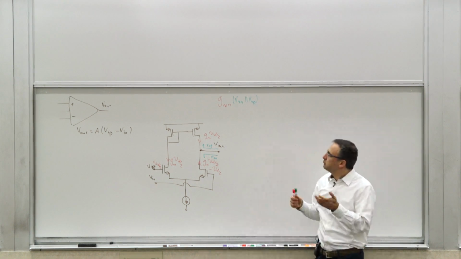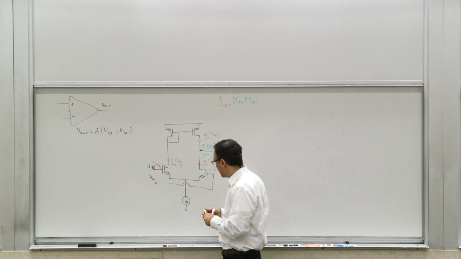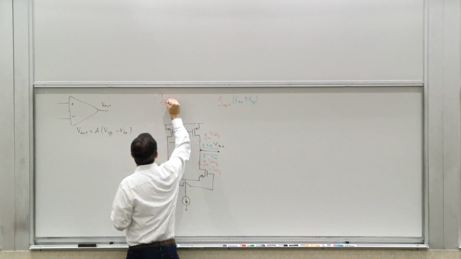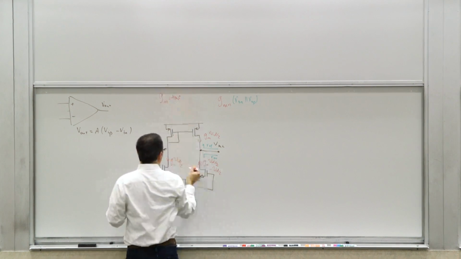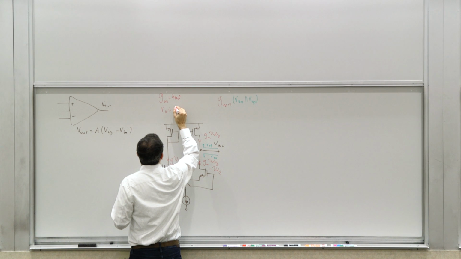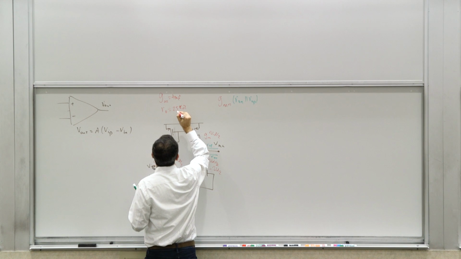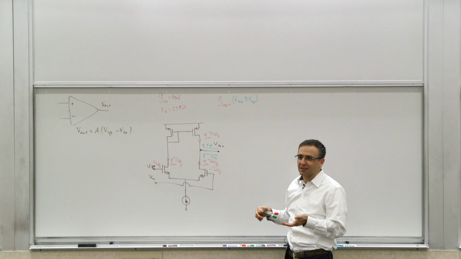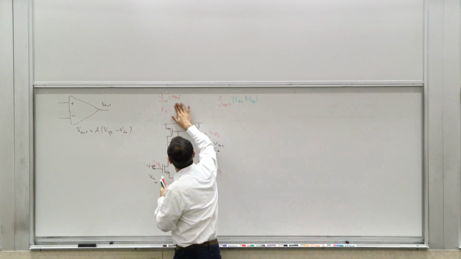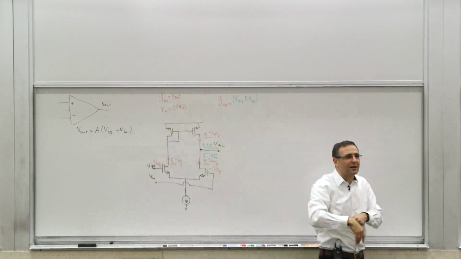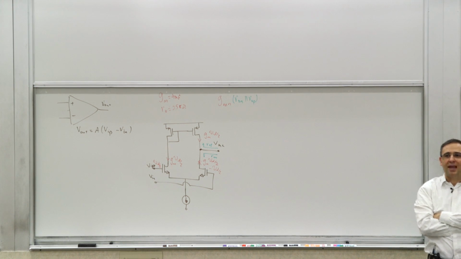Okay. Let's say we pick some numbers, and we can do some calculations. Let's say we pick numbers so that GM is 4 millisiemens, and we'll come back to the actual W over L's, and ROs are, let's say, 25 kilo ohms. Let's say for the sake of argument, then you get a gain that's basically in the range of 100, something like that. That's actually pretty high. So you get something in the order of 100, a gain of 100.